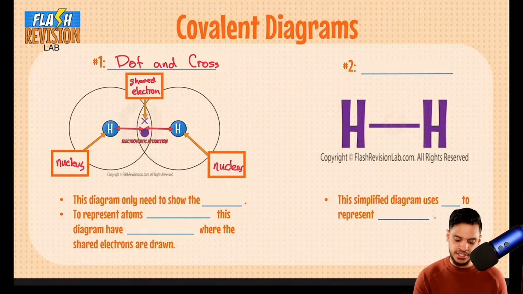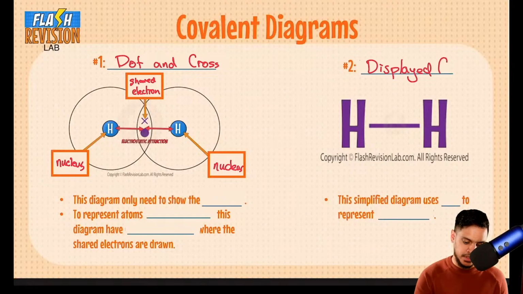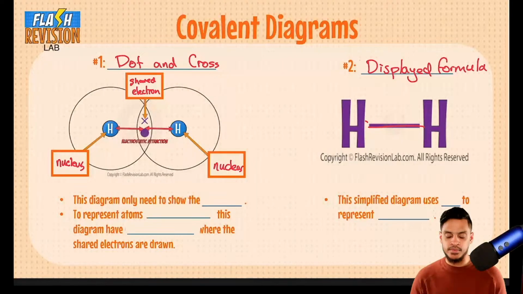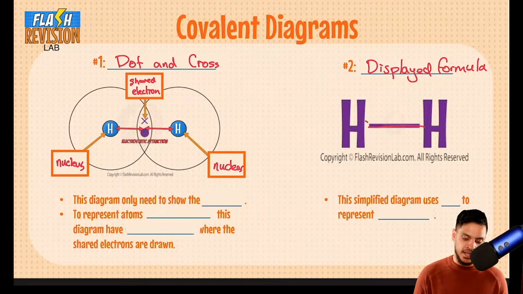The one on the right is a much more simplified diagram. That is a displayed formula. We call that a displayed formula. It basically represents the covalent bond, instead of two overlapping rings, with just a line. It's much easier to draw these types of structures with a displayed formula. But the problem with that is that it doesn't show the electrons, whereas the one on the left does show the electrons. So there are different advantages and disadvantages to using different types of diagrams.